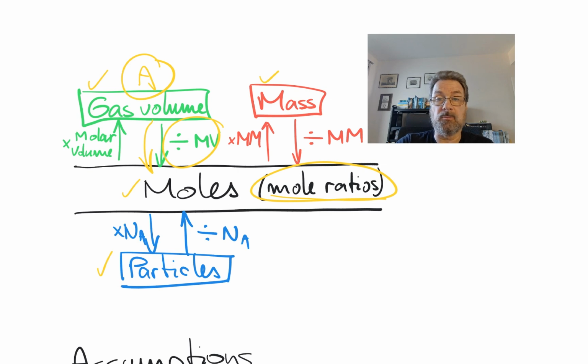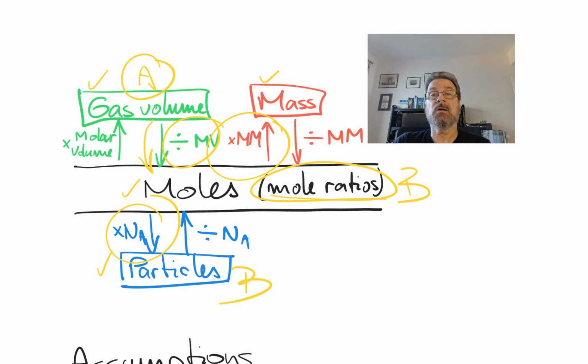So from those moles of B, we can go back to gas volume, of course, but we can also go to mass through multiplying by the molar mass. And although it happens less often generally, we can also multiply by Avogadro's number to get to particles of B.